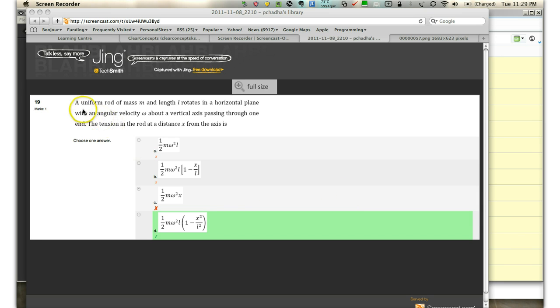So, let's read off the question. A uniform rod of mass m and length l rotates in a horizontal plane with an angular velocity omega about a vertical axis passing through one end. The tension in the rod at a distance x from the axis is what? And you're given a couple of options. Let's try and see what it could be.